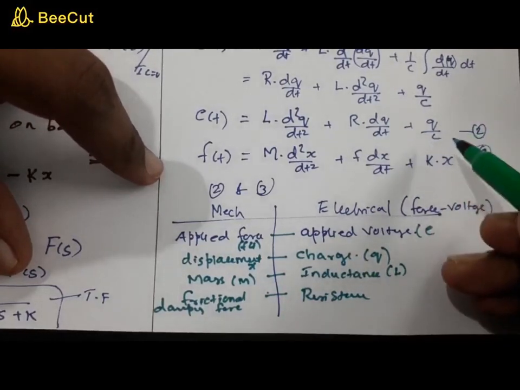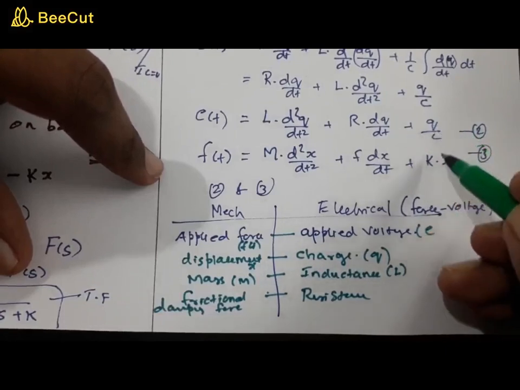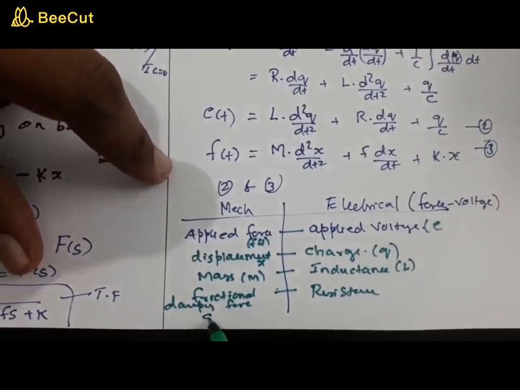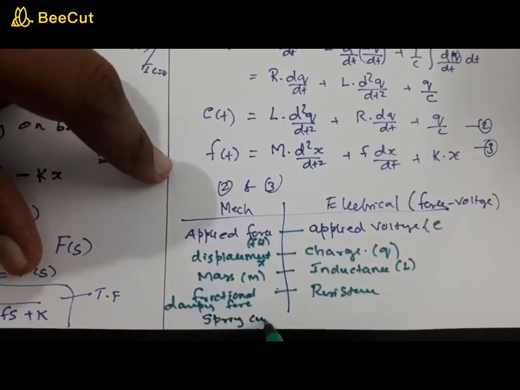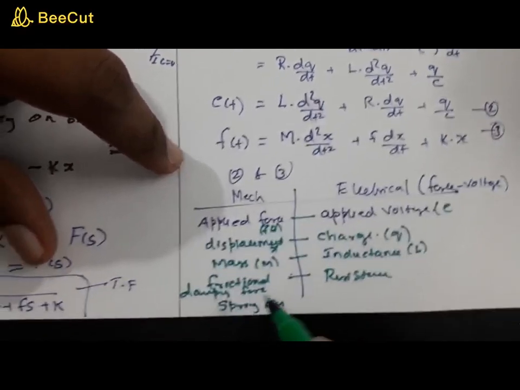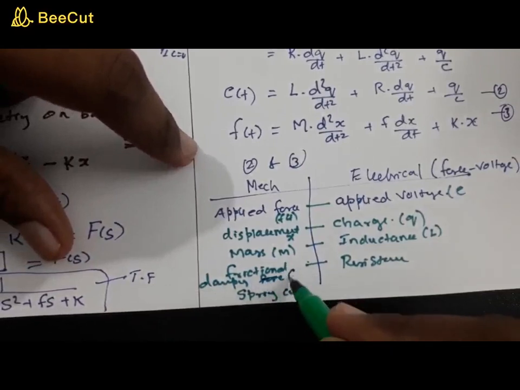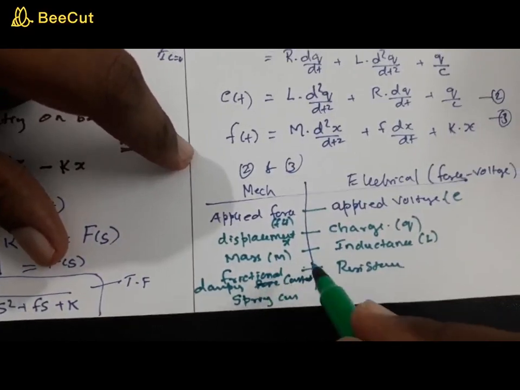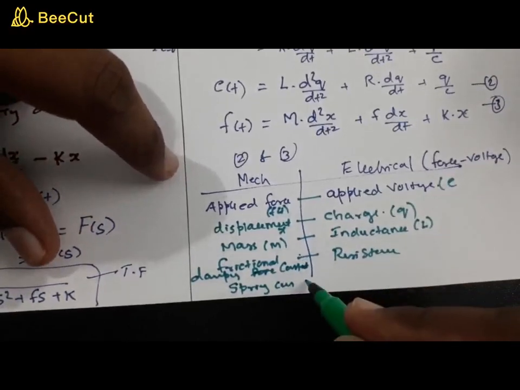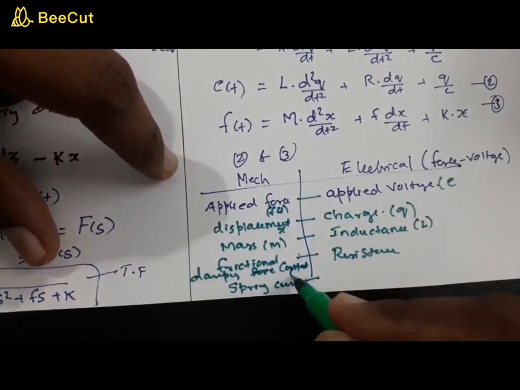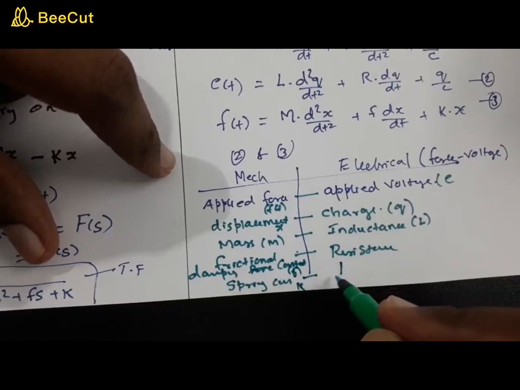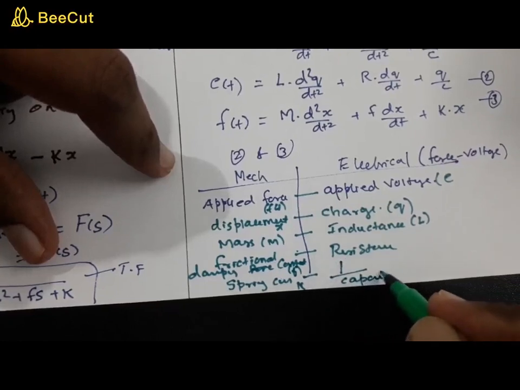Now finally, what about the spring constant? The spring constant k into x is equivalent to q by c. Okay, this is the damping constant, or the damping coefficient. Here you have the spring constant, which is equivalent to what? That is k, this one is f. k is equivalent to 1 by c, or the reciprocal of the capacitance.